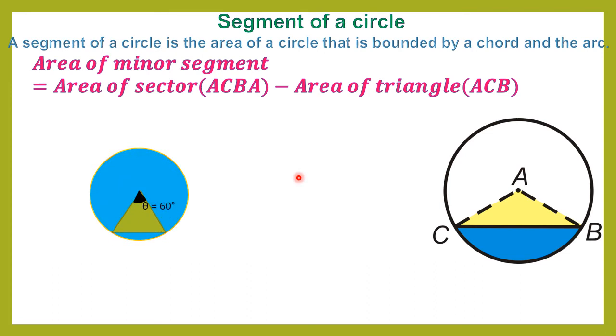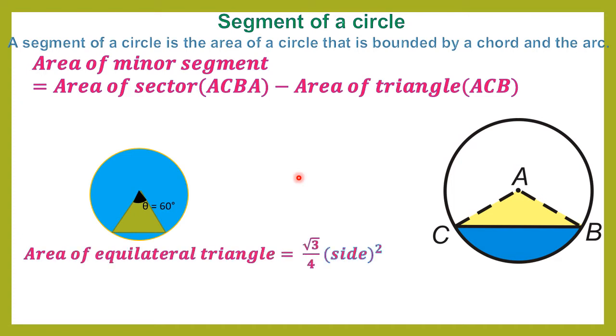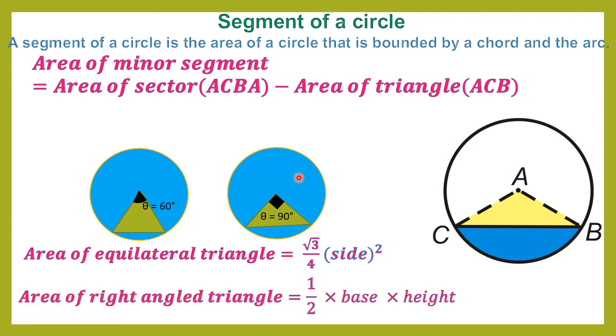Like if this central angle is 60 degree, then it forms an equilateral triangle. Clear? And the formula for finding the area of an equilateral triangle is this, root 3 by 4 side square. And the second case, when theta is 90 degree, means it is a right angled triangle, and for a right angled triangle we can apply half base into height.